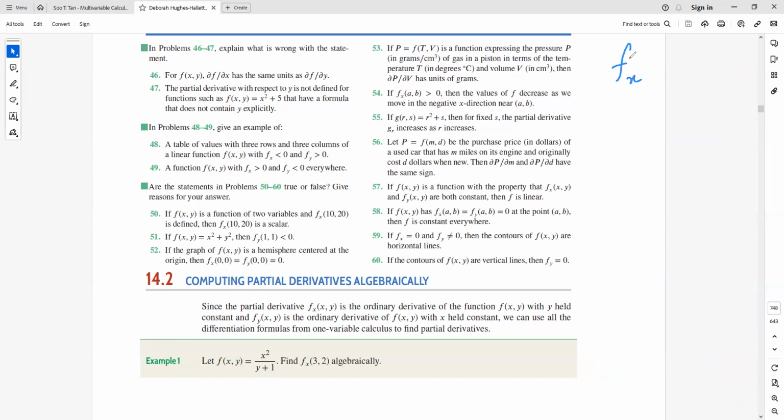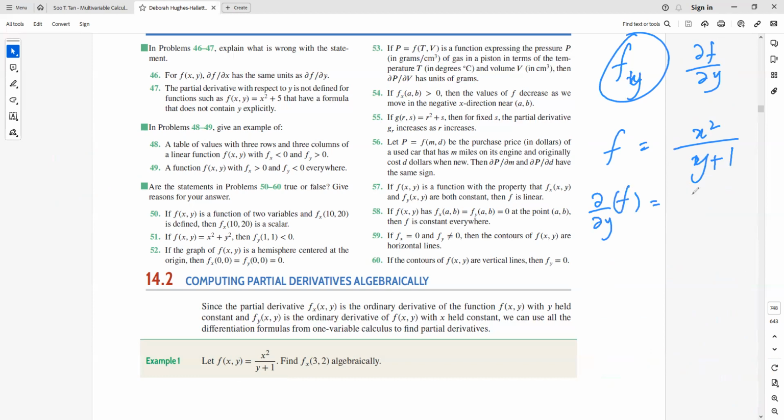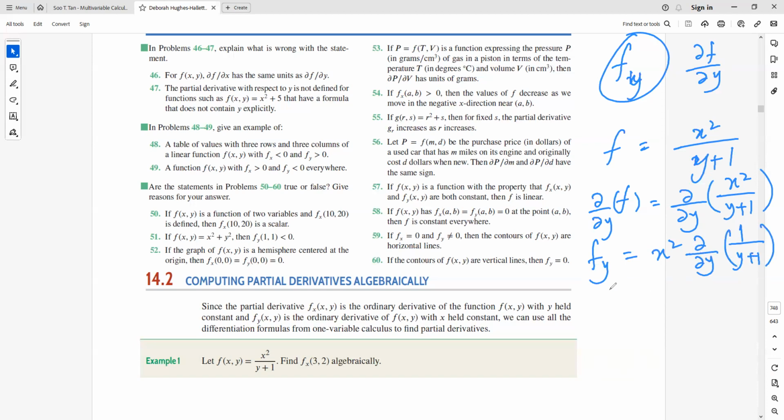Similarly, if we are interested in finding fy, that is the partial of f with respect to y, then we need to consider this function of x, that is x squared, as a constant. If we apply the partial operator on both sides with respect to y, we have x squared over y plus 1. Then we can simply move this x squared out of the operator because it is a function of x. So it will be 1 over y plus 1.